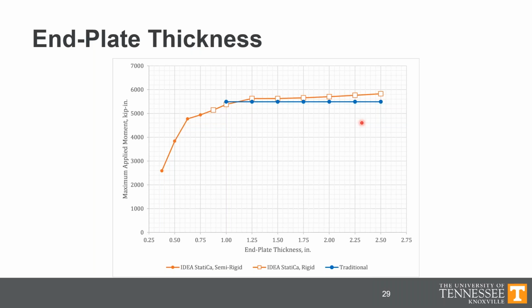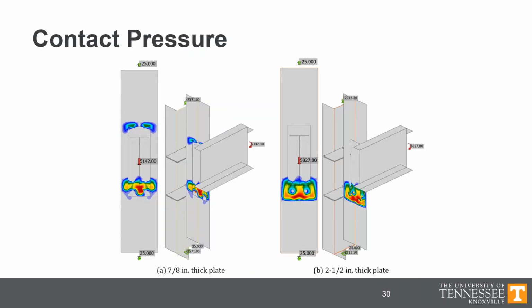And upon investigation, really the reason for this is that the lever arm for the couple formed between the tension in the bolts and the contact pressure is an assumed value for the traditional calculations, and it's a calculated value from the analysis. It's not explicitly calculated, but it comes naturally from the analysis in IDEA StatiCa. And as the plate gets thicker and stiffer, it has more of a capability to have higher contact pressures out at the farther end, and really it extends out that lever arm, increasing the strength of the connection.